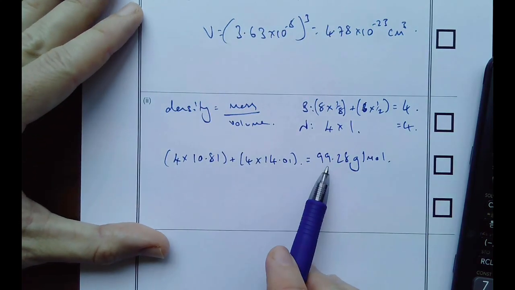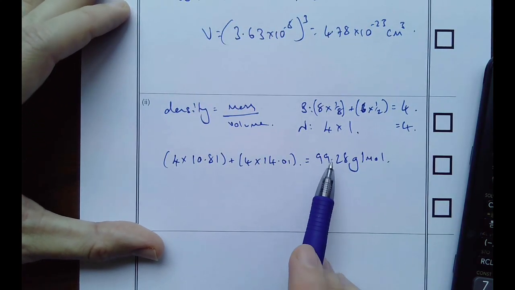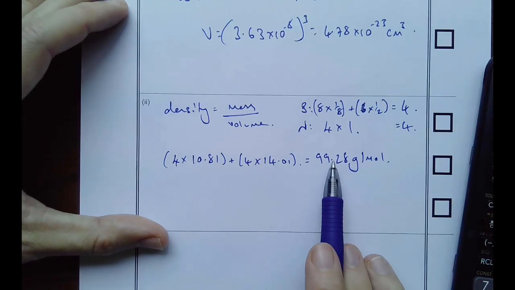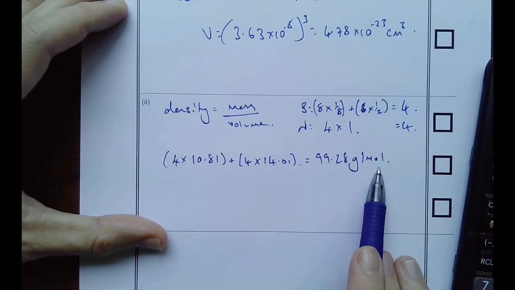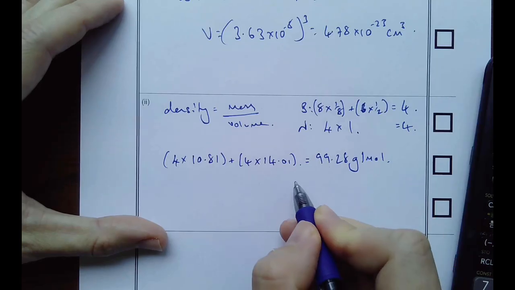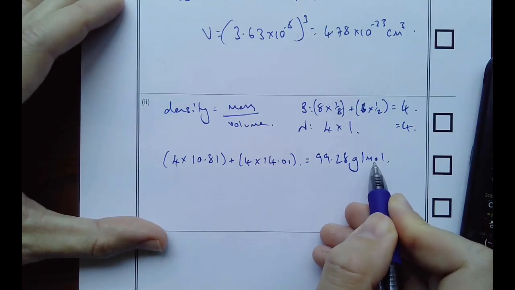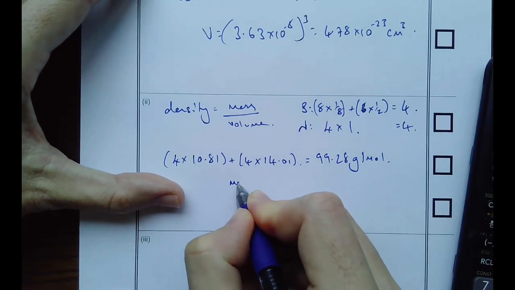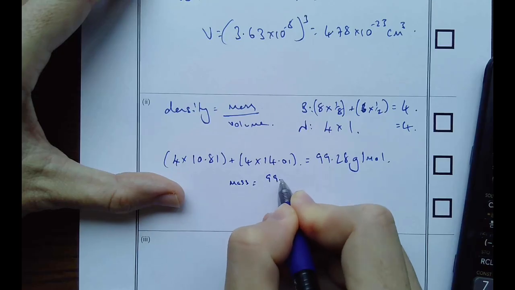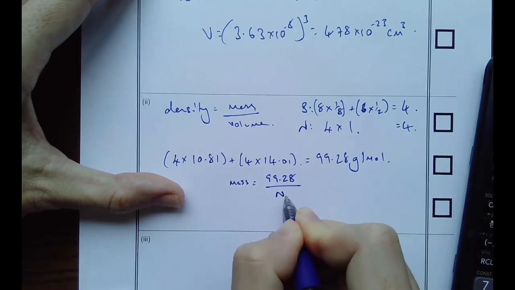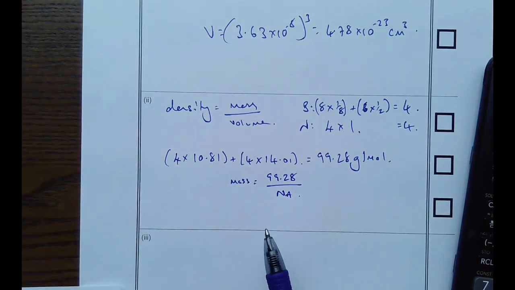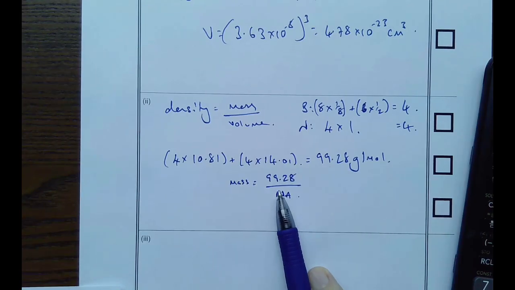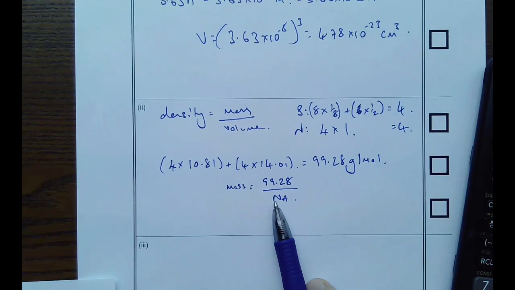But you'll remember, to work out the density, I need to know the mass. So this is the thing that always trips people up, is how do I convert the grams per mole into grams? Well, if this is for 1 mole, and 1 mole is a lot, I'm going to divide it by how many there are. So the mass is going to be 99.28 divided by Avogadro's number. That's a calculation that takes students a long time to get used to. It's a very simple calculation, but the logic behind it can take a little while.